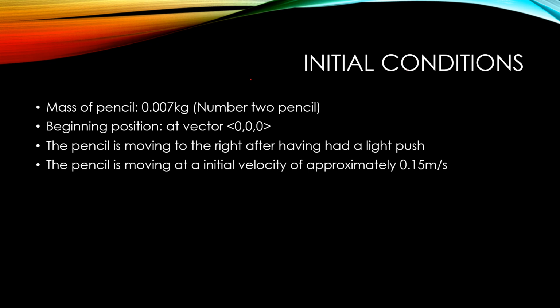The initial condition. The mass of the pencil is 0.007 kilograms. The beginning position is at vector 0, 0, 0. The pencil is moving to the right after having had a light push, and the pencil is moving at an initial velocity of 0.15 meters per second.